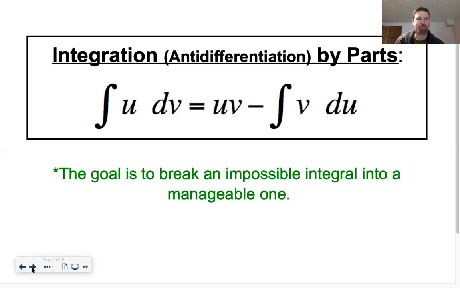All right, so quick example. Here's the formula for integration by parts. It looks weird. It says the integral of u dv equals u times v minus the integral of v du. That looks weird because all of a sudden you've got u's and dv's and they're all over the place. We're going to break it apart and it shouldn't be too bad for you.